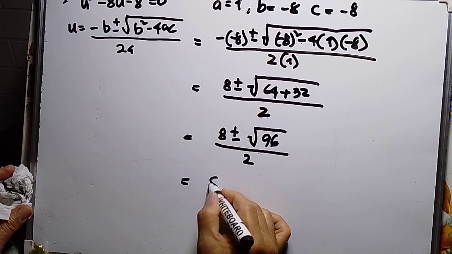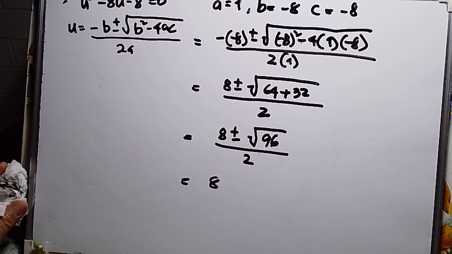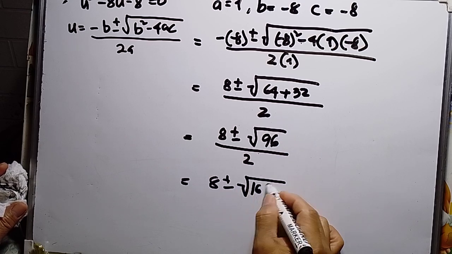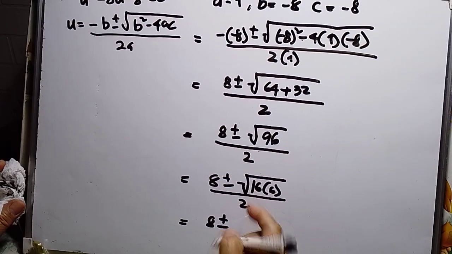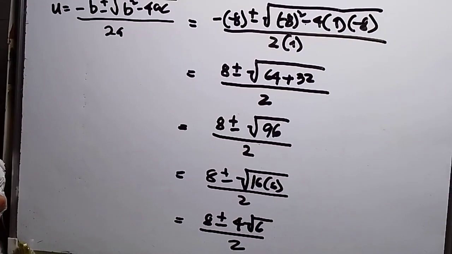Okay. So think of a factor that has a perfect square from 96. So plus and minus, that will be 16 times 6 over 2. So 8 plus and minus the square root of 16 is 4. Then I have square root of 6 over 2. So I need to simplify this one.